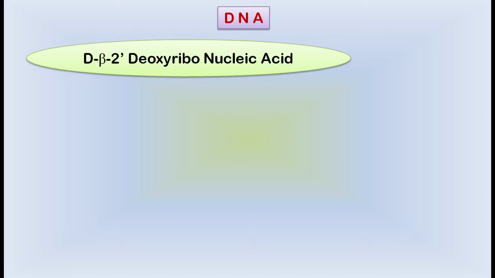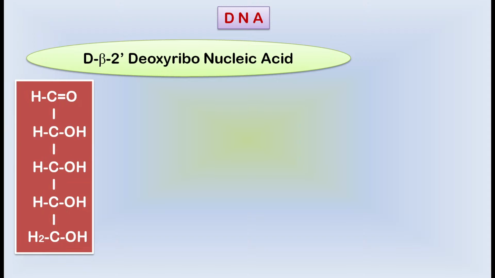First of all, we will know about DNA. What is DNA? You all know DNA is deoxyribonucleic acid, but the exact name of DNA is D beta 2' deoxyribonucleic acid. This is the IUPAC name for DNA. What is the full form of DNA? DNA is D beta 2 prime deoxyribonucleic acid.